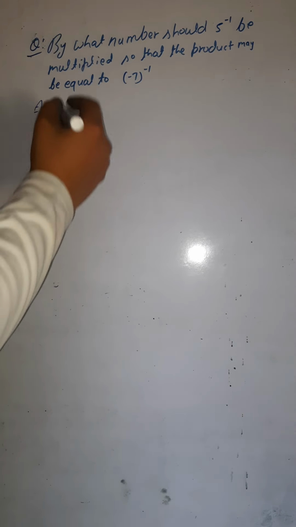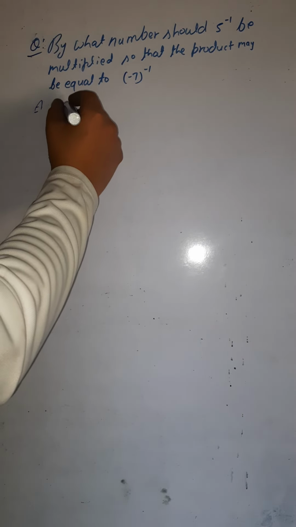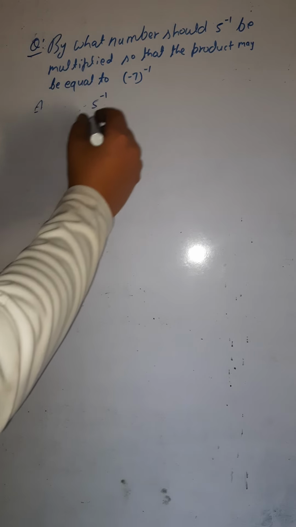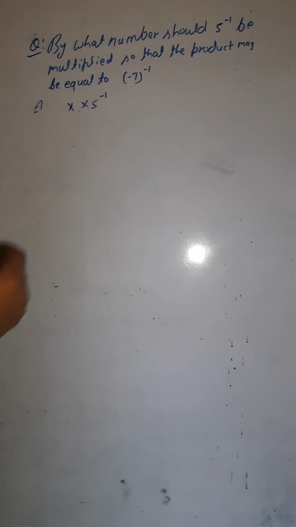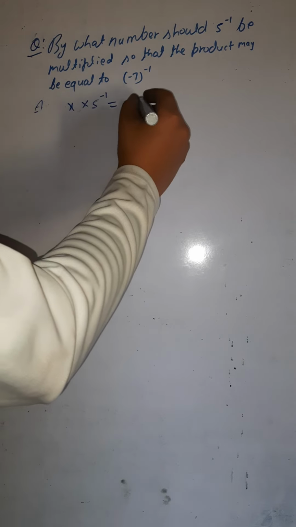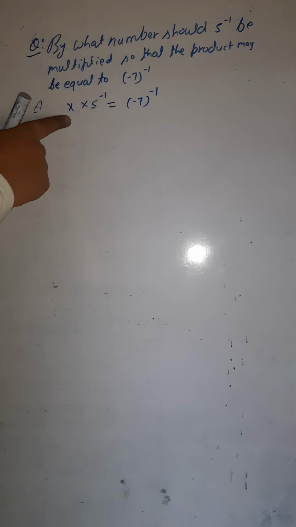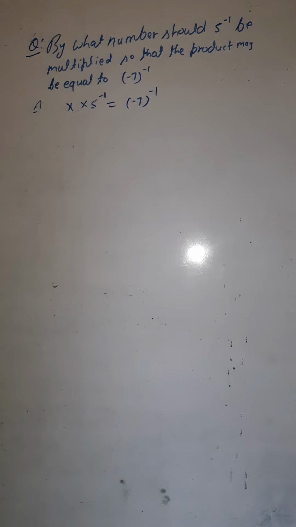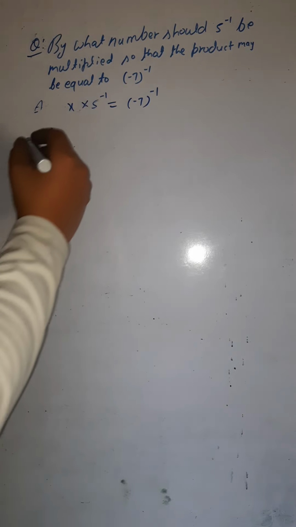Let's say we are multiplying 5 raised to the power minus 1 by x. And the answer that we are getting is minus 7 raised to the power minus 1. So what is this number x? That you have to find out. Okay, so let's solve this.